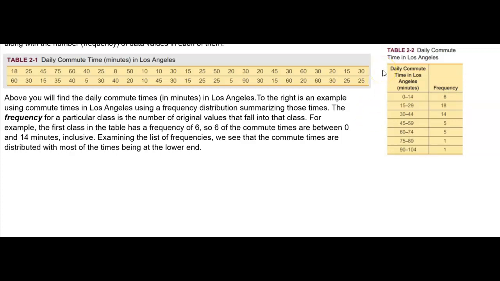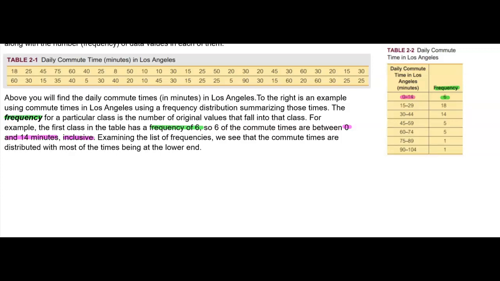Now, the frequency for a particular class is the number of individuals that fall into that class. So, for example, here's the frequency. In the first class, the table has a frequency of 6. So 6 of the commute times are between 0 and 14 minutes inclusive, meaning that it has to be in between 0 and 14.